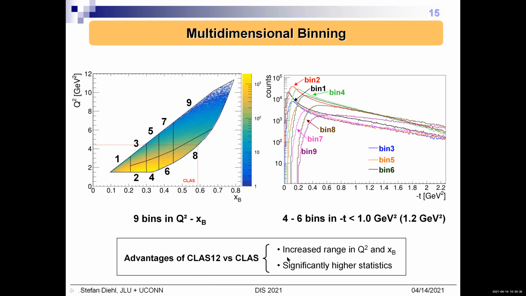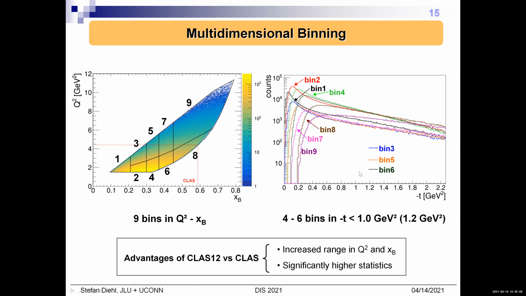And to do a multidimensional binning, we first have to look at the correlation between Q square and x Bjorken, which is shown in the left plot. And here you can see that now with CLAS12, we can access a Q square range up to 11 GeV square, which is significantly larger than the range which we could access with CLAS, shown by this red box here. We then define 9 bins from 1 to 9 in Q square and x Bjorken, where 1 is low Q square and x Bjorken, and 9 corresponds to large Q square and x Bjorken values.